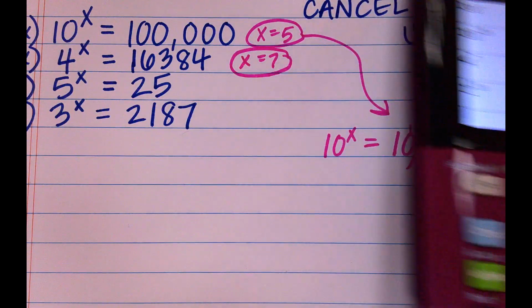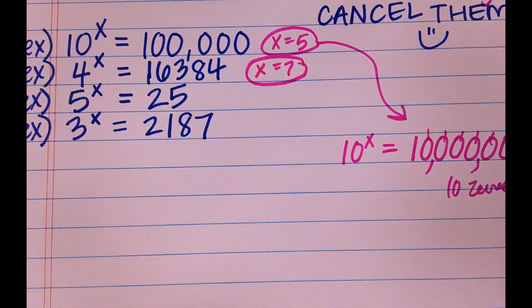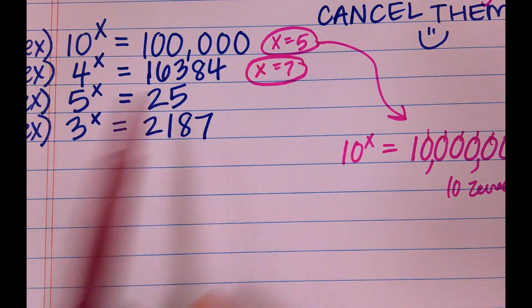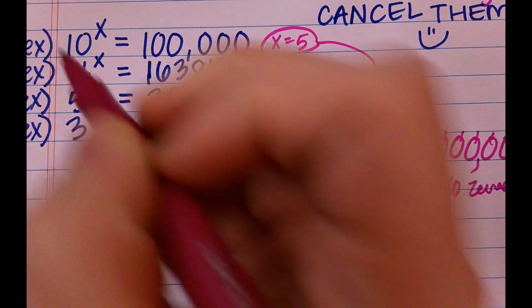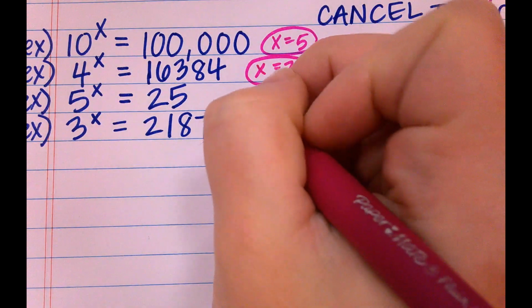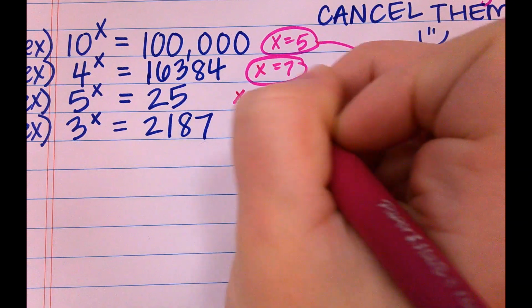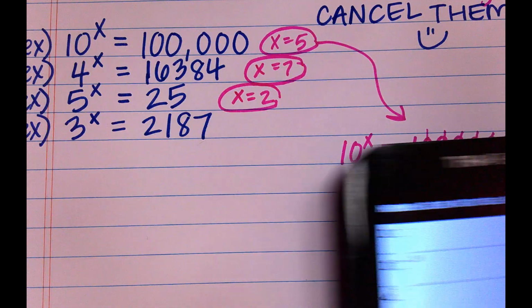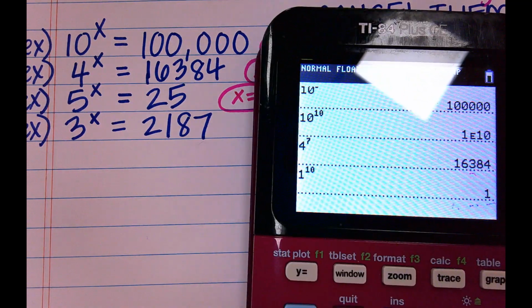Been a minute. Okay, so we got 7 for the next one. What do we get for this one? 5 to the what power is 25? 2. 5 to the second power, or 5 times 5, is 25. So x is 2. And how about the last one? 3 to the 7th power should give us 2187.